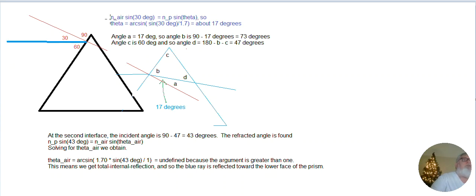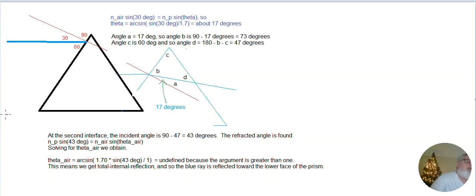Here's Snell's law. The refraction index of air, n sub air, times sine 30 degrees, equals the index of refraction of the material in the prism times the refracted angle in the prism. That refracted angle is our one unknown. You might be asking, where did 30 degrees come from?